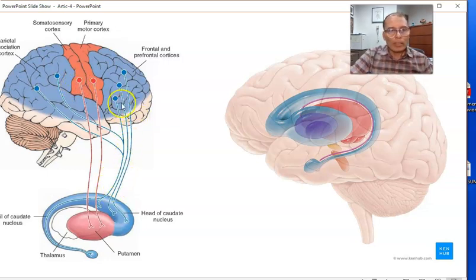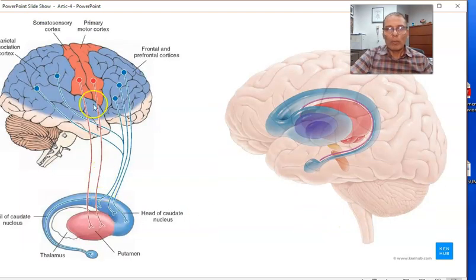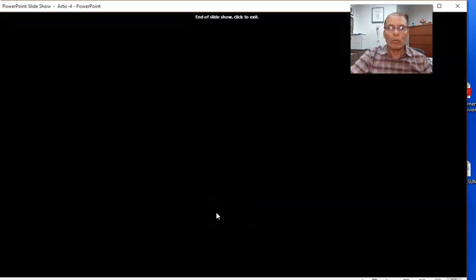And you can see how the connections are to the premotor or motor planning, and to the motor system, and to the sensory system. And that is what the basal ganglia do. This is why we say with hyperkinetic dysarthria, if there's damage to the basal ganglia and or the cerebellum, that system is going to be disrupted, and the person's movements are not going to be normal.